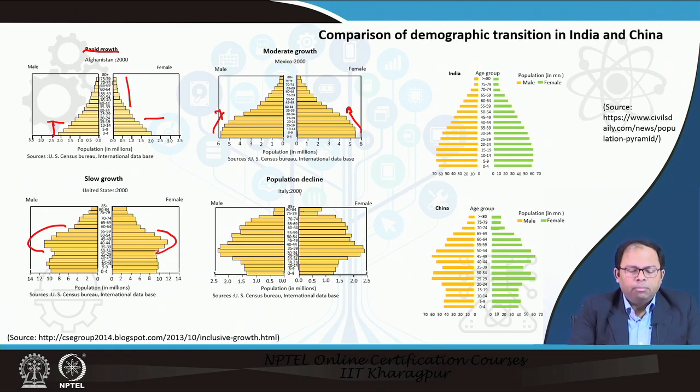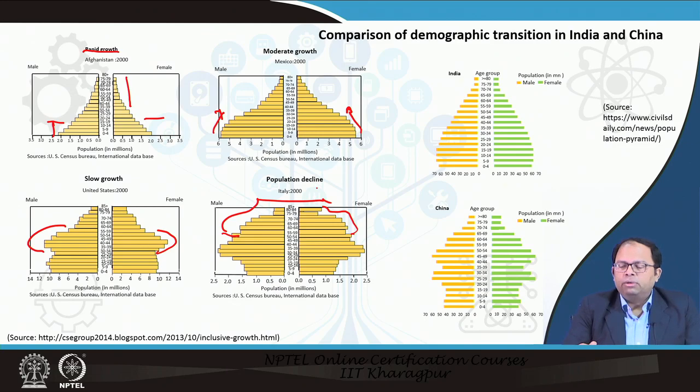And then there is the population decline phase, when we can see the bulge going up, and we see that in the older ages there is a huge number of people as well. So this is Italy in 2000.